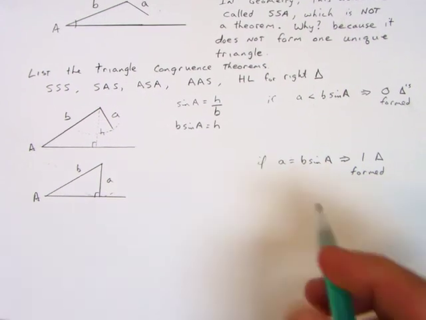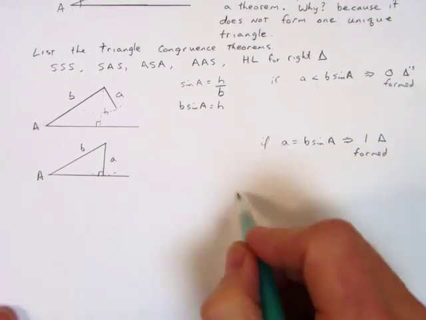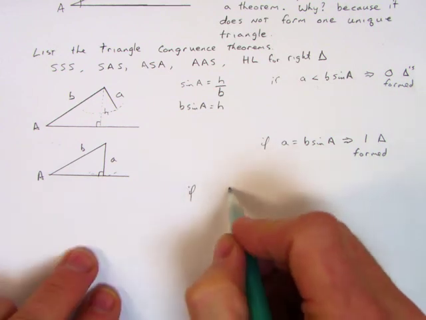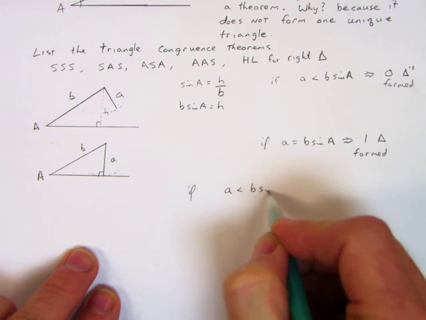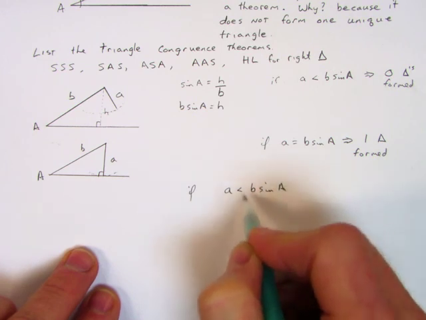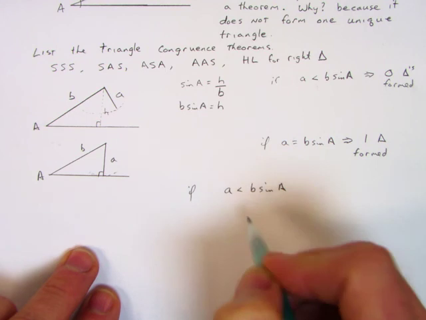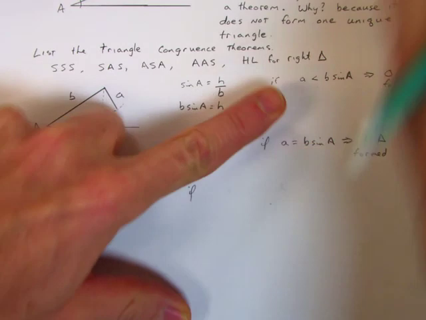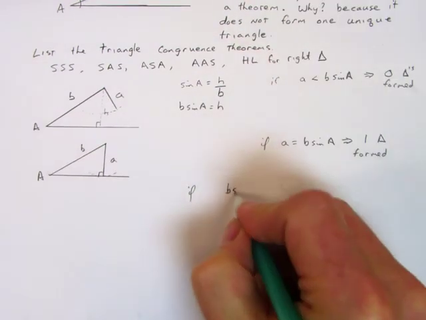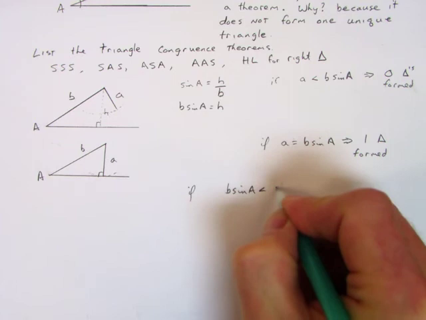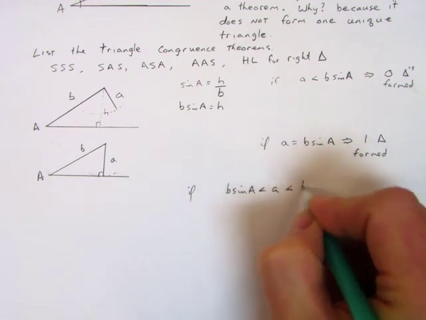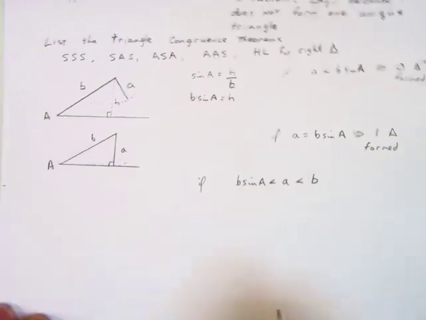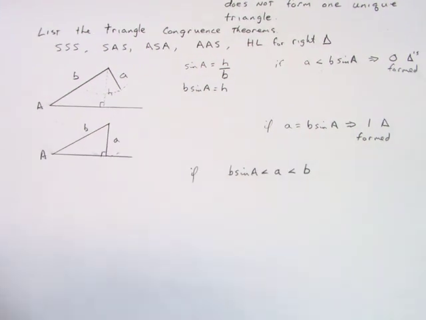Well, what happens if in my next situation I have, oh, wrong one. Not b sine a, but if a is greater than b sine a. So that was the first one we did. If a was greater than b sine a and at the same time less than b, let's see what happens in this situation.